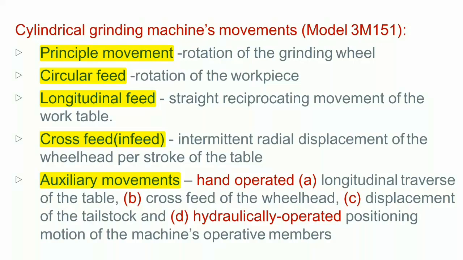Principal movement: rotation of the grinding wheel. Circular feed: rotation of the workpiece. Longitudinal feed: straight reciprocating movement of the work table. Cross feed or infeed: intermittent radial displacement of the wheel head per stroke of the table. Auxiliary movements: hand operated longitudinal traverse of the table, cross feed of the wheel head, displacement of the tailstock, and hydraulically operated positioning motion of the machine's operative members.